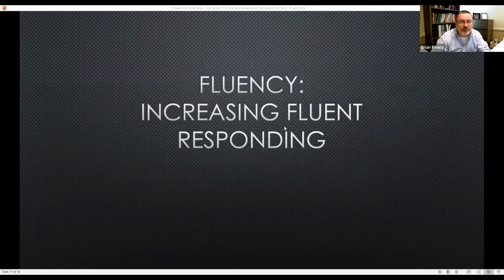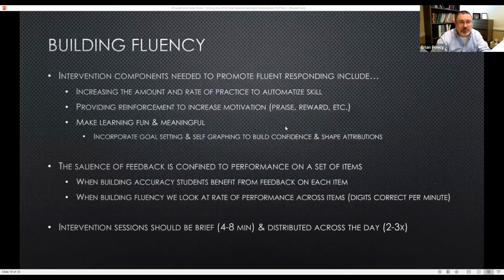All right, so to increase fluency, we don't have to have those antecedent conditions anymore. We increase the amount of rate practice time to automatize the skill. We provide reinforcement to increase motivation, make learning fun and meaningful. So incorporate goal setting and self-graphing to try and build confidence in students and shape attributions.